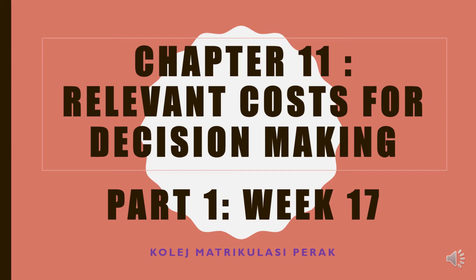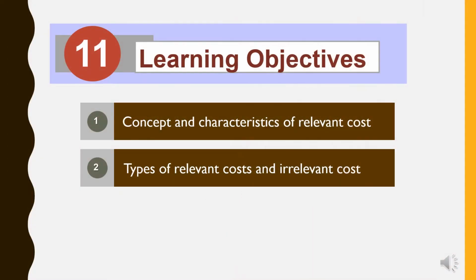Today I would like to teach you Chapter 11, Relevant Cost for Decision Making, Part 1, Week 17. At the end of this lesson, you should know first, the concept and characteristics of relevant cost. Number 2, types of relevant cost and irrelevant cost.